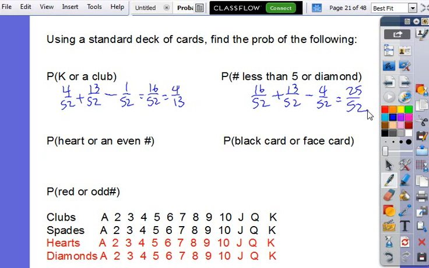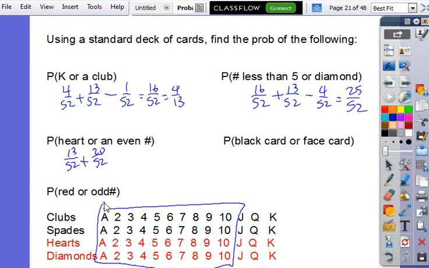Can it be a heart and an even number at the same time? Yes. So heart would be 13 out of 52. Even number, for our purposes, we're going to count this as my number group, and the others are going to be face cards. So there's 20 that are even in that group. So heart and even winds up being 28 over 52, which is 7 over 13.